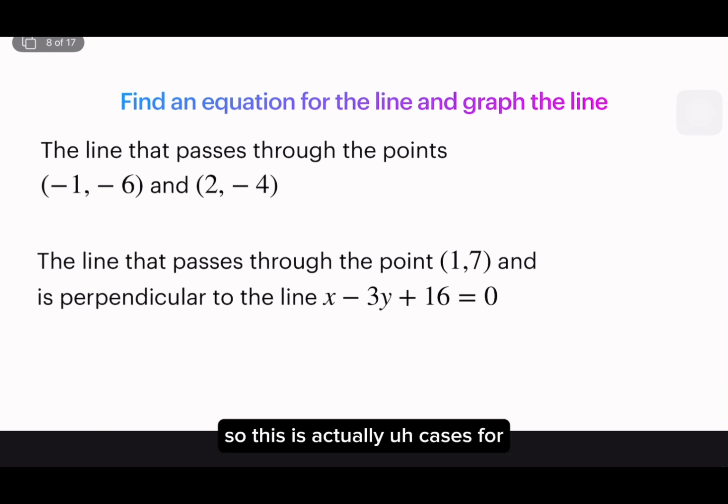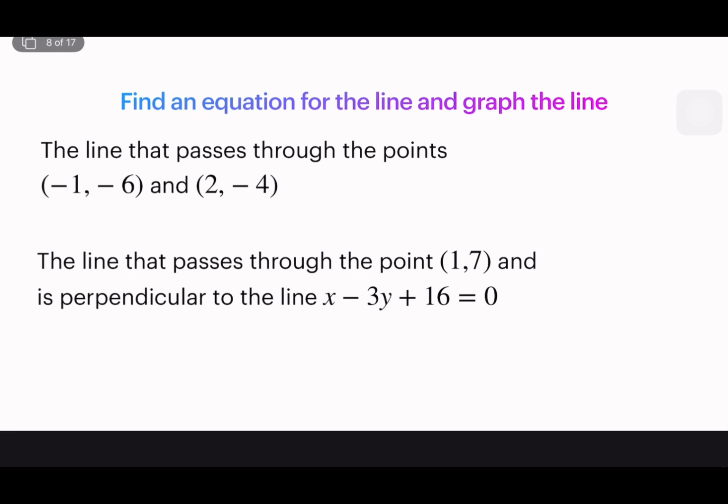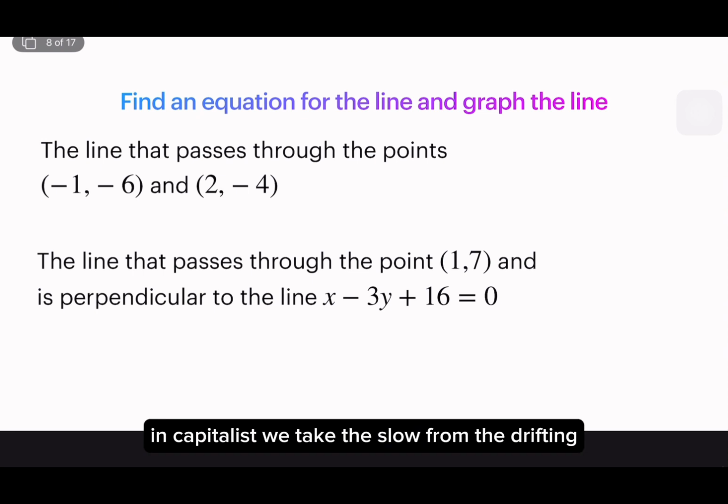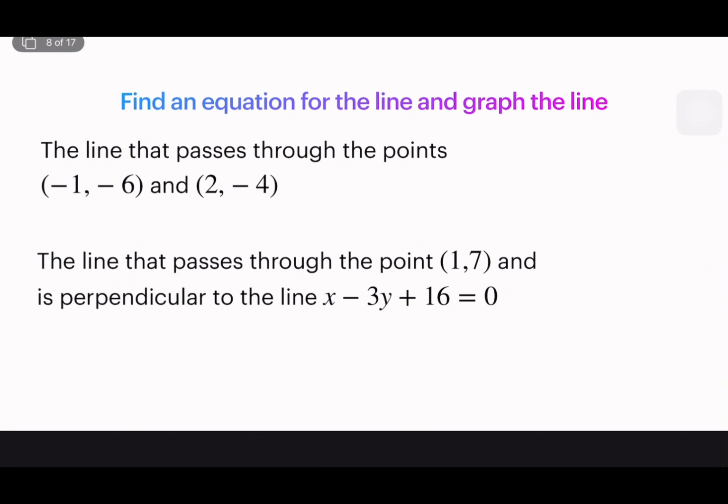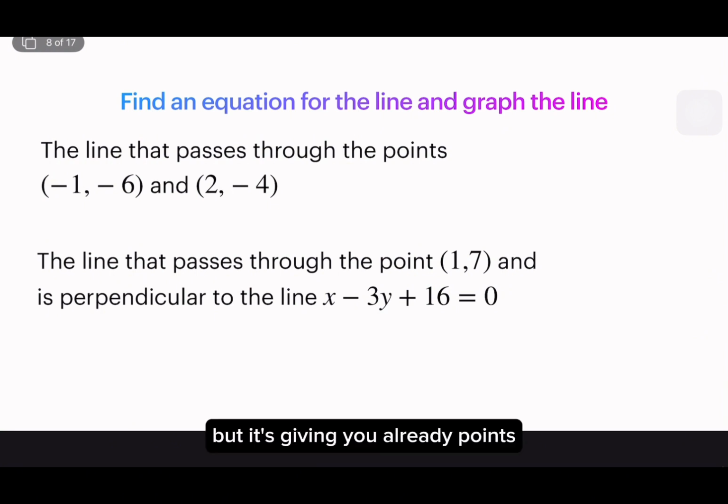So this is actually the basic concept for most of the tangent line equation problems in calculus. In calculus, we take the slope from the derivative. So this is giving you already the points, even the slope already here.